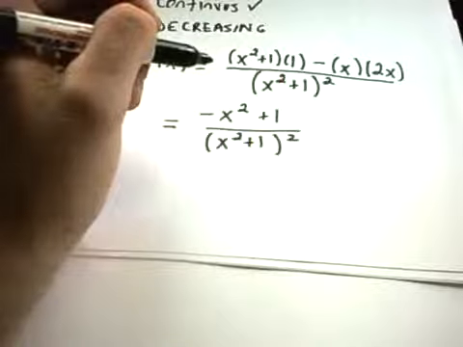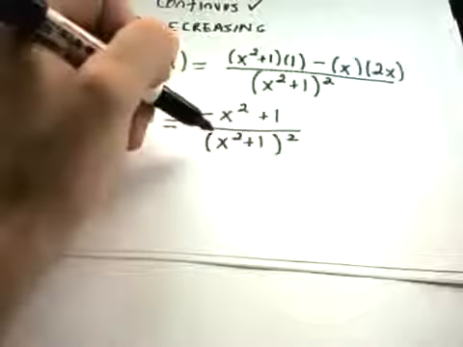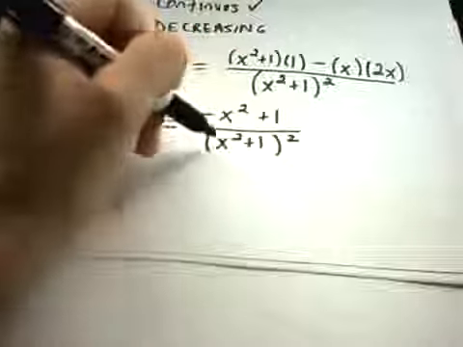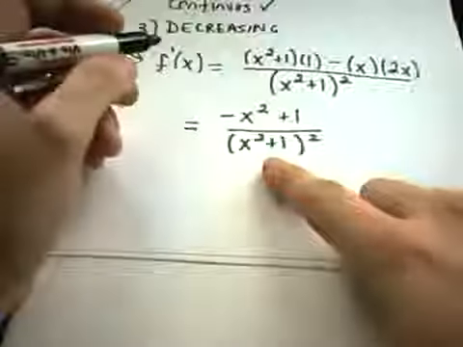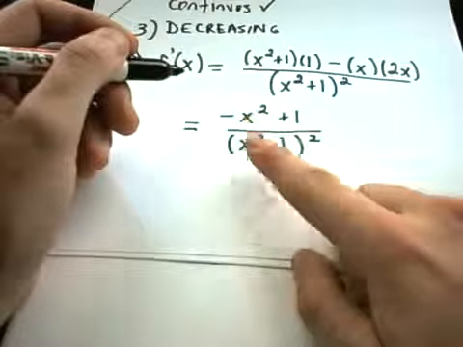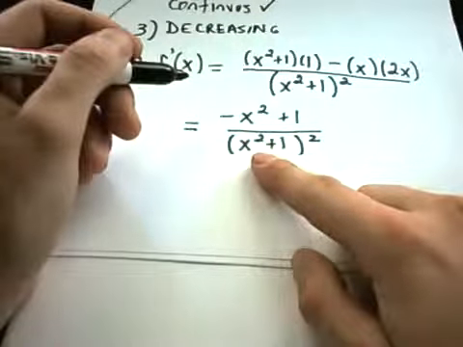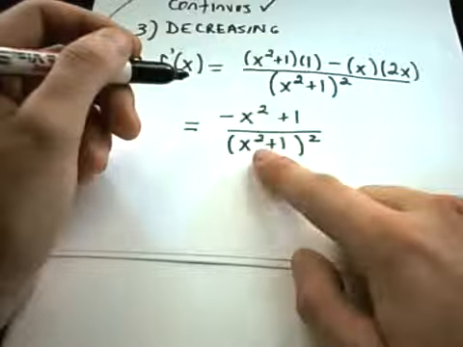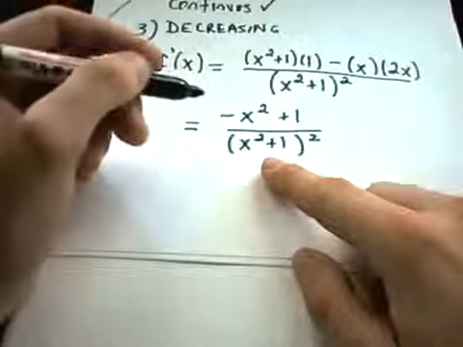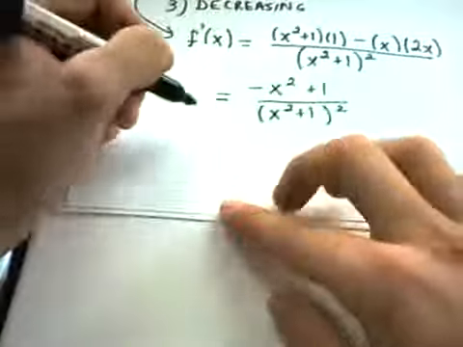So now I have to figure out the critical numbers of this. Well, again, that's where it's undefined. There's nothing that's going to make this undefined, because there's nothing that's going to make the denominator 0. And if you don't see that, you can always try to factor it, and this will not factor, which means there's no values of x that's going to make the denominator 0, which means there's nothing that's going to make it undefined. So that means I have to look at the numerator.